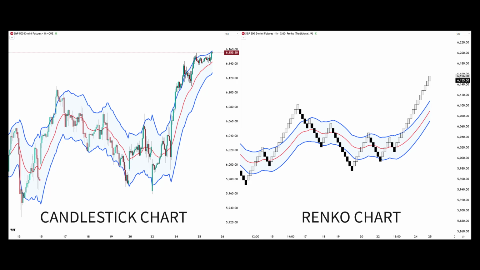On the left here you can see we've got our standard candlestick chart going back over a few weeks on the S&P 500 1 hour chart, and then on the right we have the Renko chart. It's over the same time period. Now I've added time into Renko here.